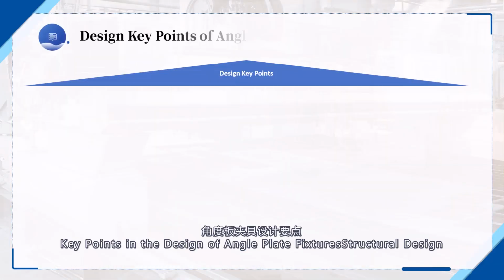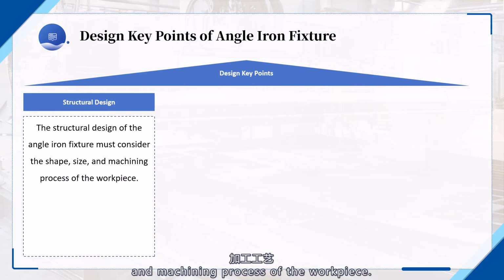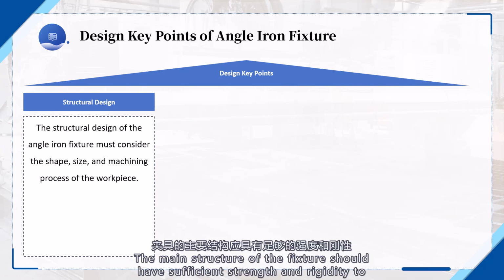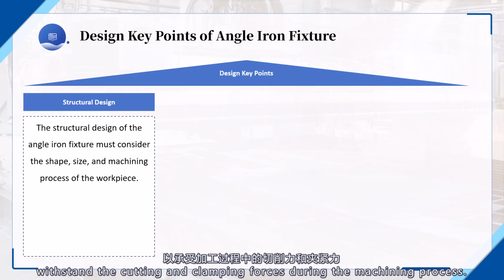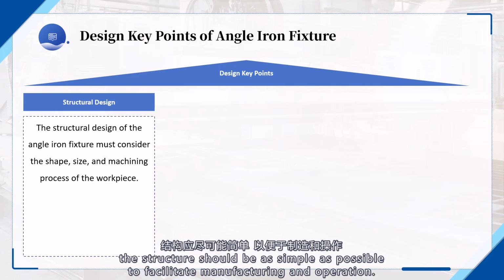Key points in the design of angle plate fixture structural design. The structural design of angle plate fixtures must take into account the shape, size, and the machining process of the workpiece. The main structure of the fixture should have sufficient strength and rigidity to withstand the cutting and clamping forces during the machining process. At the same time, the structure should be as simple as possible to facilitate manufacturing and operation.